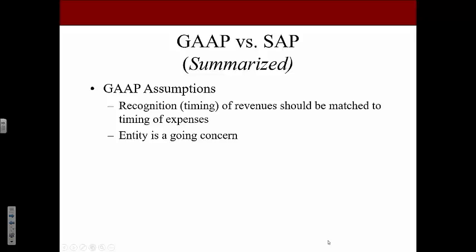Additionally, under GAAP accounting, the entity is considered a going concern. This means that at a given point, things like furniture and equipment, if you had to sell these items, you would have time to sell them.